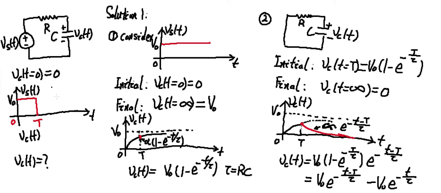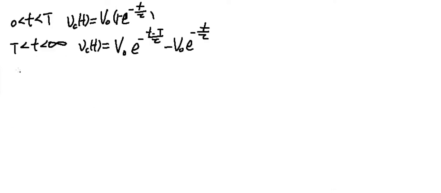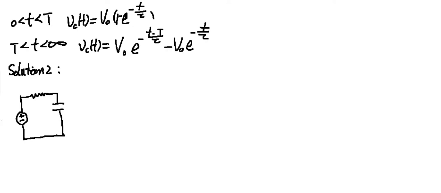that we discussed when the input is a finite width pulse. So this is the first solution. In the following, let's look at a slightly different solution. To facilitate our discussion, let me draw the circuit again in this page. So this is VS(t), R, C, plus minus, VC(t).